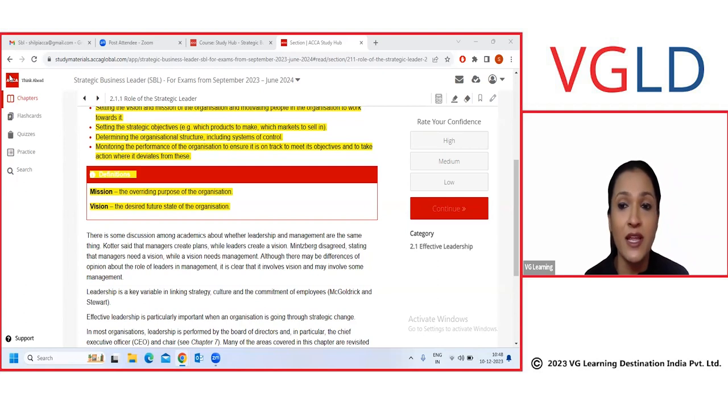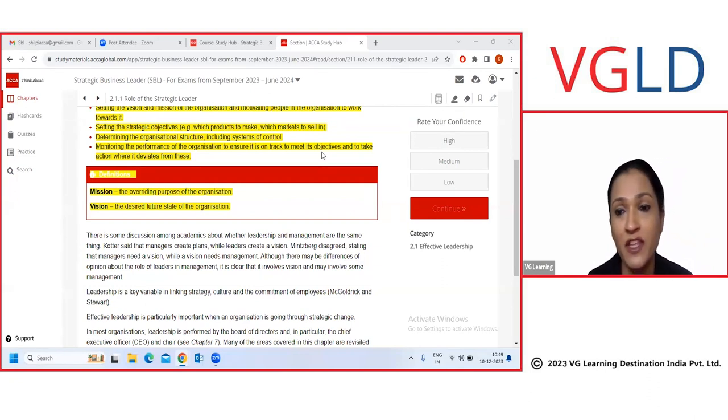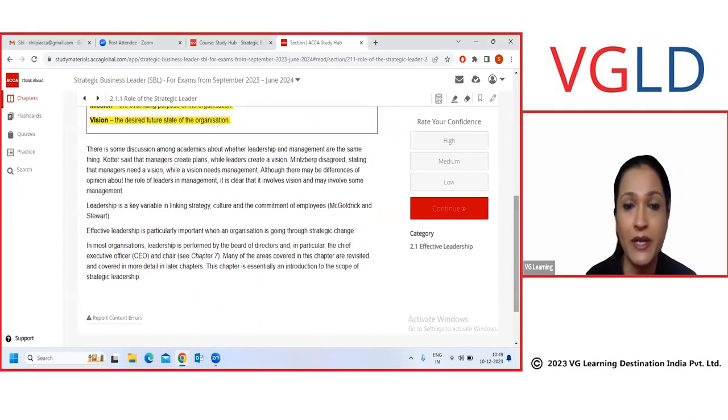Whereas vision is something that you are breaking down in terms of, okay, this is where we want to be in the next 5 years. So that's your vision for the organization. It is something which you're breaking down further in terms of more achievable goals, right? So mission is the overriding purpose of the organization, whereas vision is the desired future state of the organization. So you can break it down in terms of your time frame as well, right?